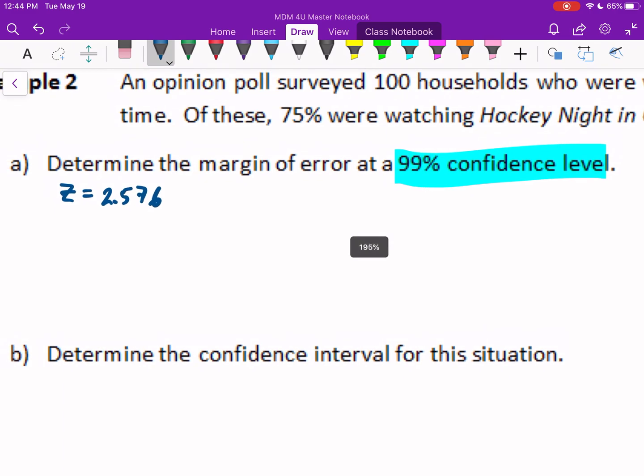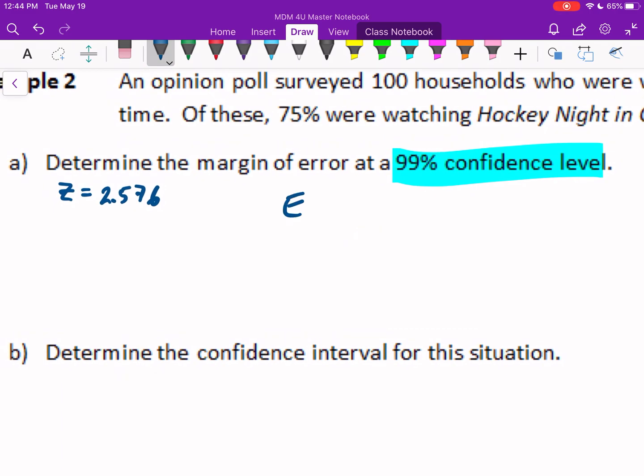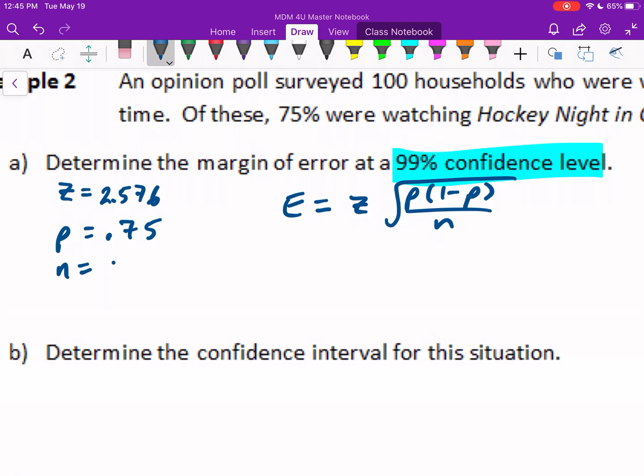Of course, we want to fill in our margin of error formula. If you want a refresher on what that was, we need either P, the percentage, or we need the standard deviation. There's no mention of standard deviation, so we do have P. We're going to use P times 1 minus P. P was 75%. I'll do it as a decimal. And then over N, which was the sample size, 100.